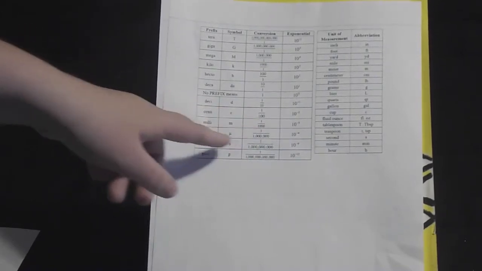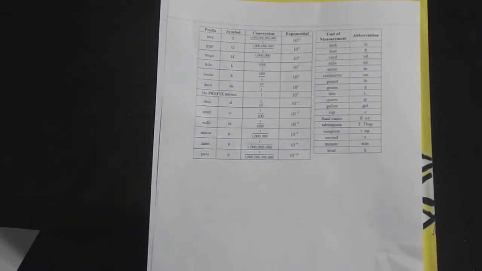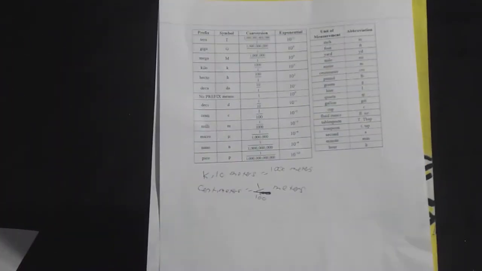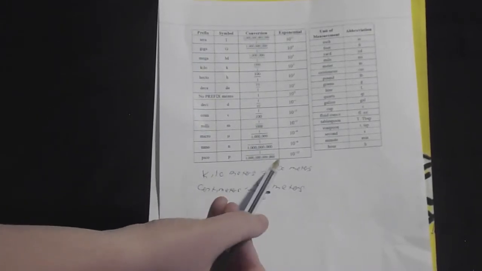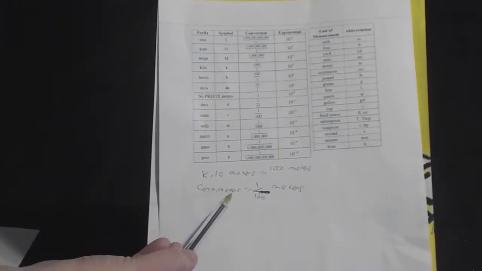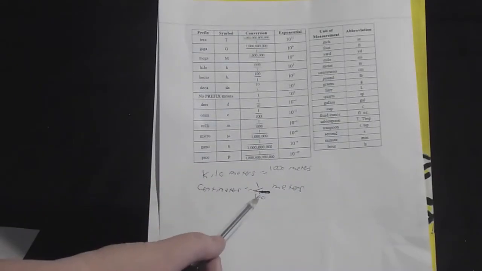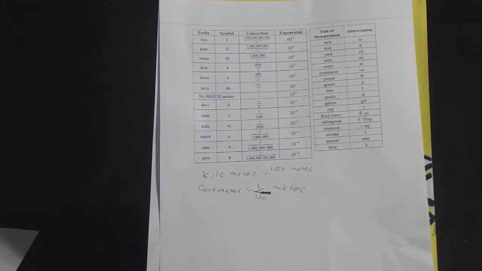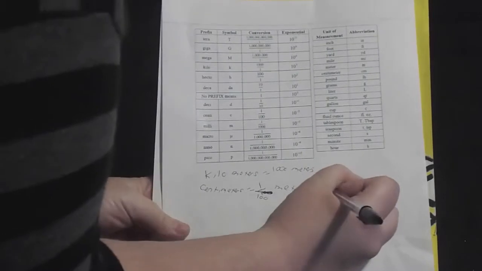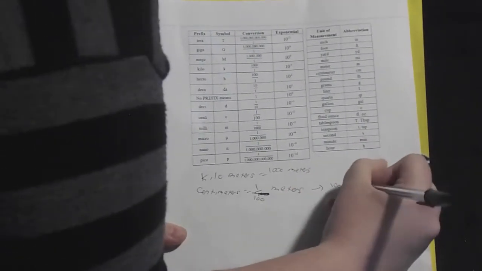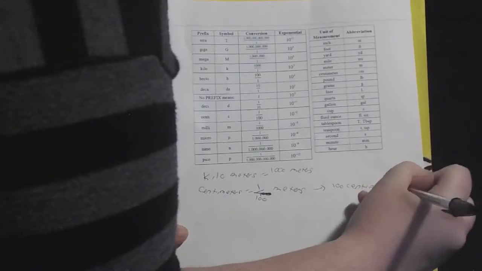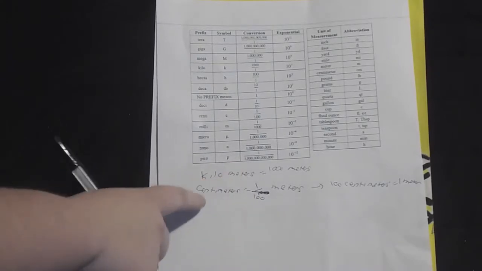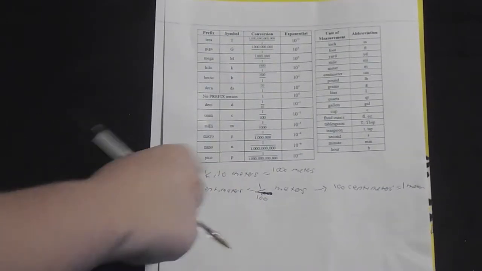Milli means divided by 1,000. Micro means divided by 1,000,000. Nano means divided by 1,000,000,000. And pico means divided by 1,000,000,000,000. For example, kilometers. Kilo means 1,000, so it's 1,000 meters. Centimeters. Centi means 1 out of 100, so it's 100th meters. Okay? Which is the exact same thing as saying that there's 100 centimeters in 1 meter. Because if 1 centimeter is 100th, then it would take 100 of them to get a whole 1.